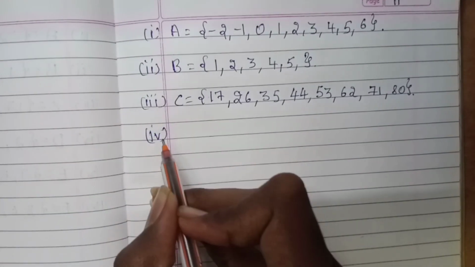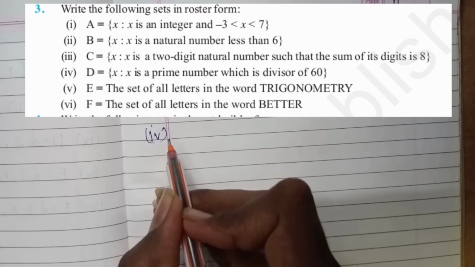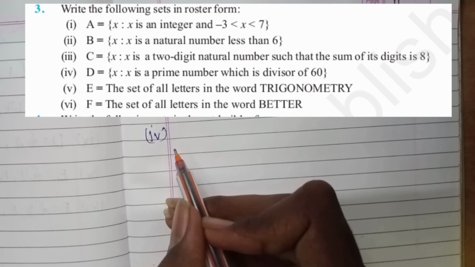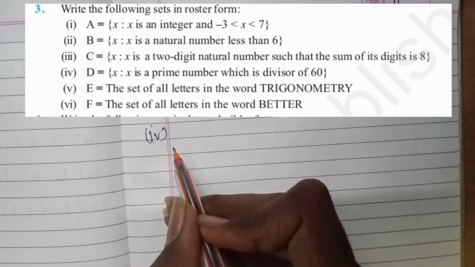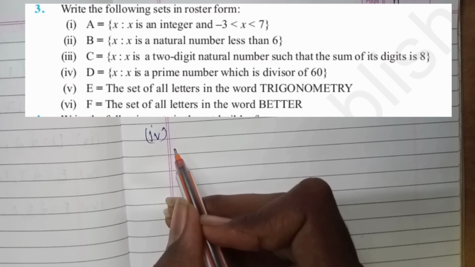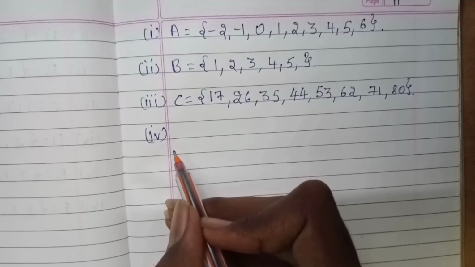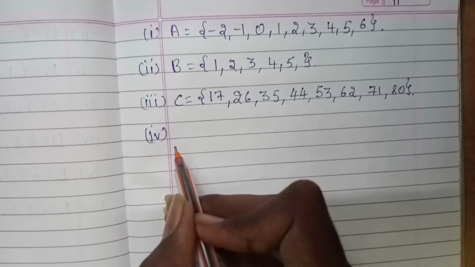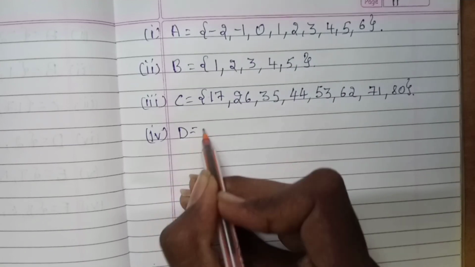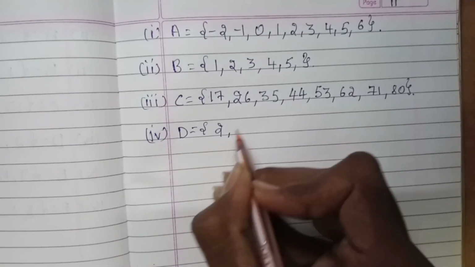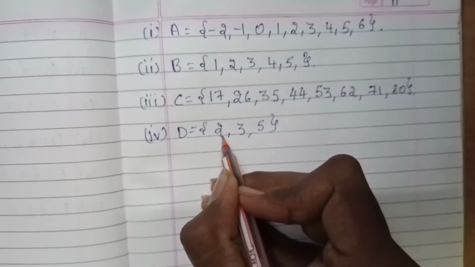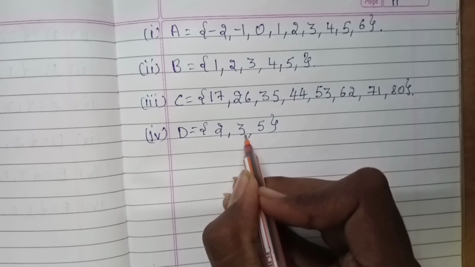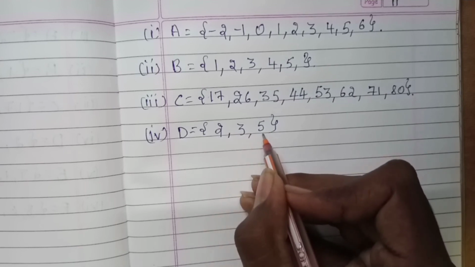Fourth sub question: D is equal to {x : x is a prime number which is a divisor of 60}. Here the two conditions are, the number should be a prime number and it should be a divisor of 60. We all know that there are only 3 elements which are prime as well as divisors of 60. D is equal to {2, 3, 5}. 2 is a prime number as well as a divisor of 60. 3 is a prime number as well as a divisor of 60. 5 is a prime number as well as a divisor of 60.